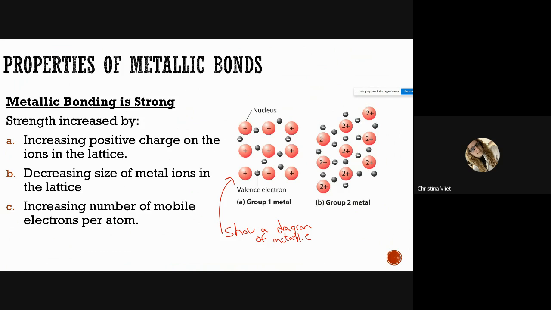Strength is affected, and yes, you can be asked for this. Strength can be affected by how positive the charge is. So that means that a +2 charge is stronger than a +1 charge. The smaller the size of the metal, the stronger the bonding. And the greater the number of mobile electrons, which are specifically the valence electrons, the stronger the bonding.